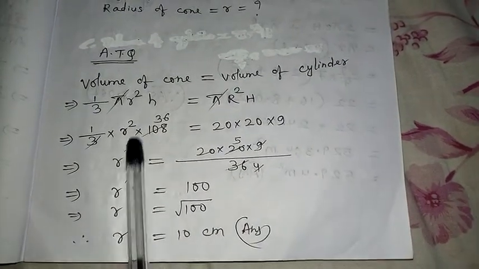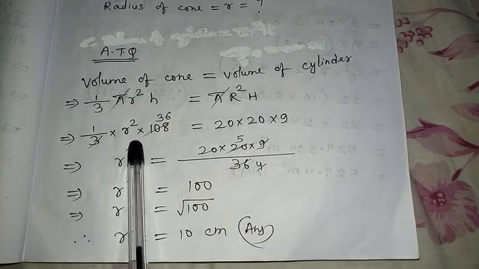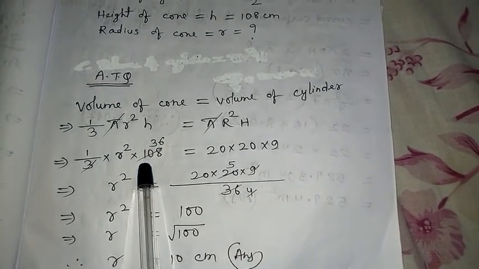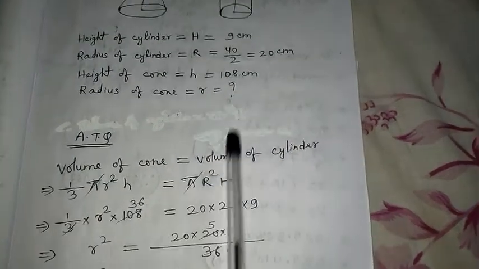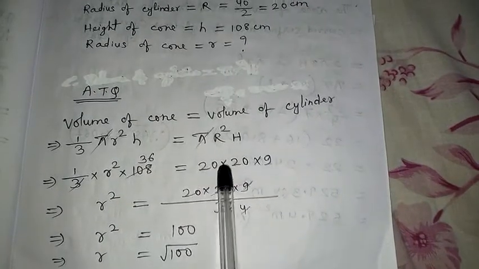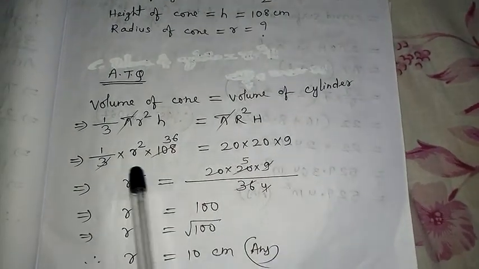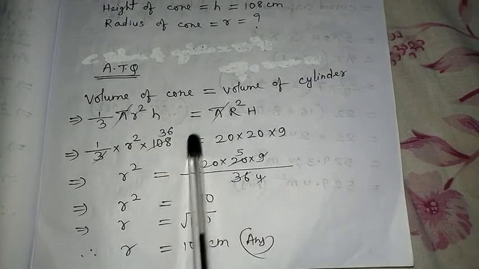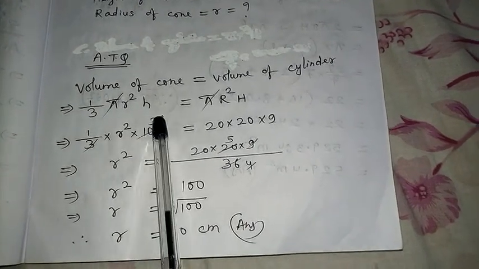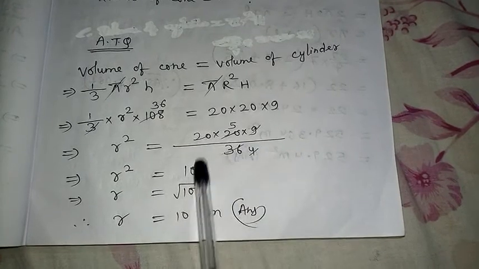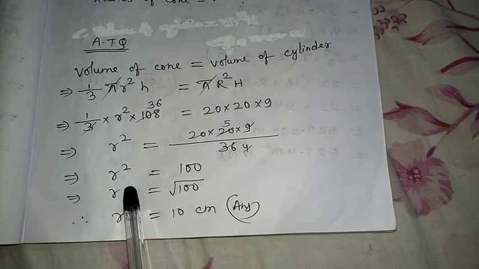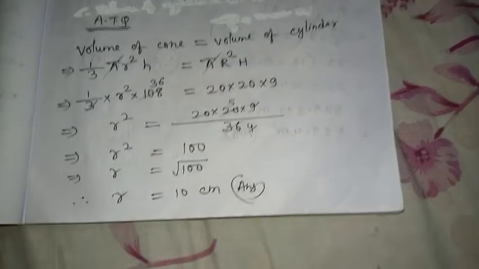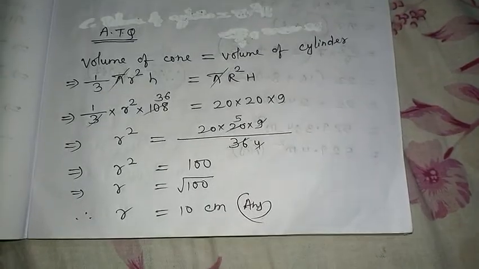So now put the value: 1 by 3 into r square, which is unknown, into the height given here, 108. Equal to, as the radius of the cylinder is 20, 20 square into 9. Now this 3 and 108 cancel, so 36. Now r square equal to 20 square into 9 by 36. After cancellation we got 100. So r equal to root 100, because if we remove the square on the left hand side we get root on the right hand side. So r equal to 10 centimeter is our answer. So the radius of the cone is 10 centimeter.